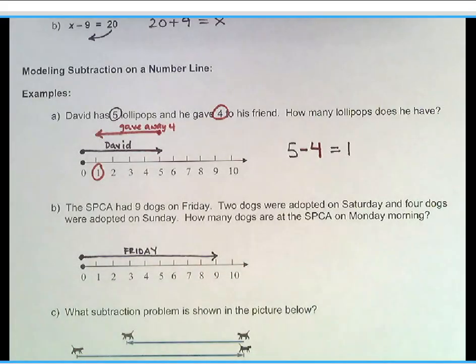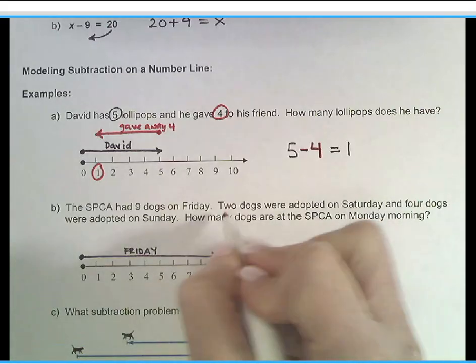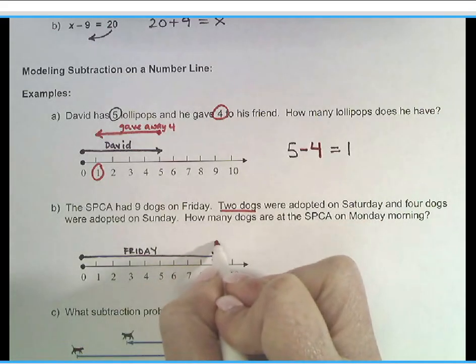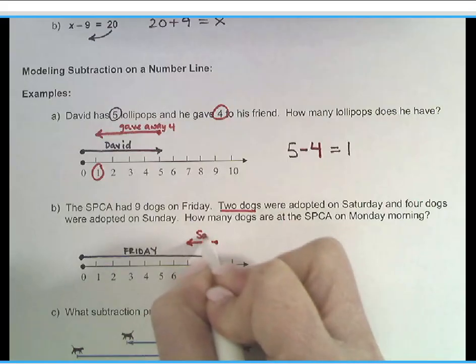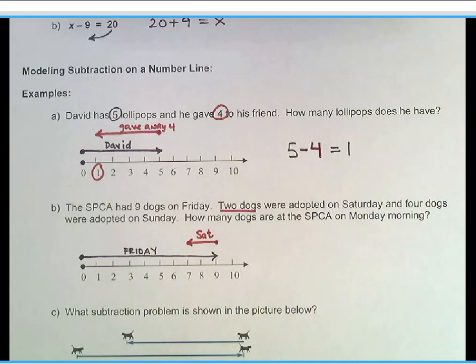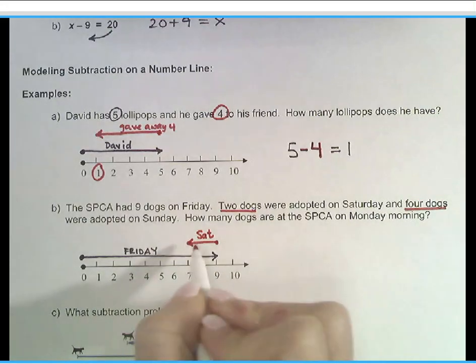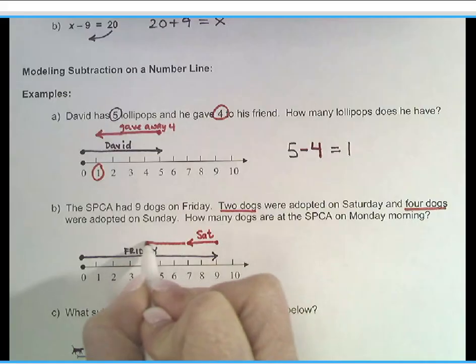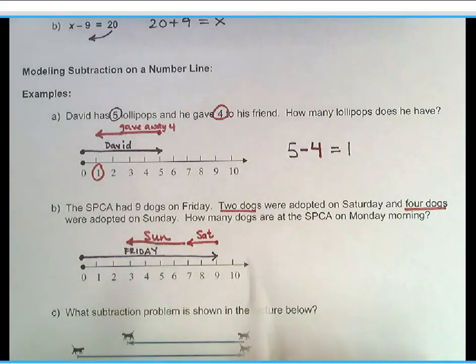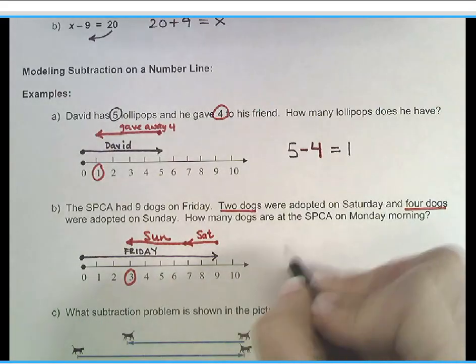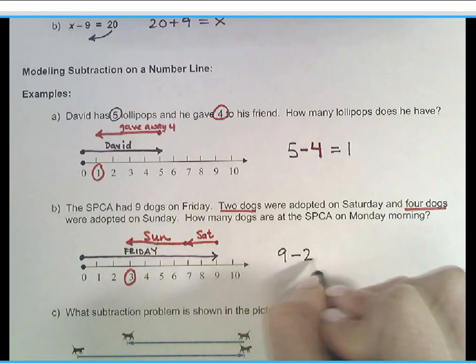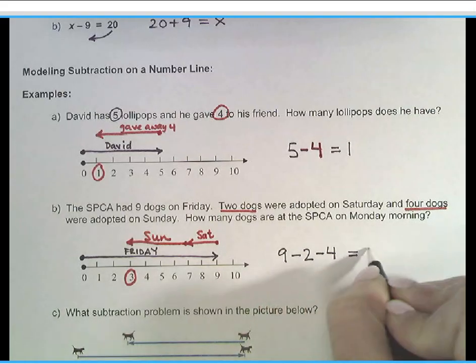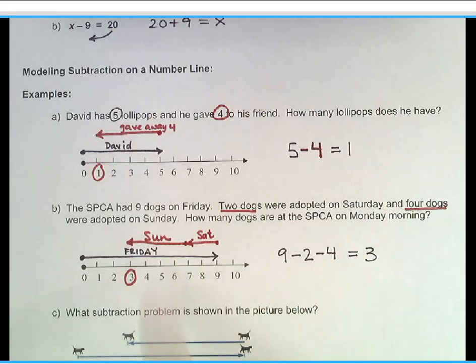9 dogs. Okay, then on Saturday, 2 dogs were adopted. So from 9, I'm going to go down 2, and that's going to be Saturday. And then 4 dogs were adopted on Sunday. So from here, I'm going to go down another 4. 1, 2, 3, 4. And then what that tells you is that you end up with 3. And the problem we just solved is 9 minus 2 minus 4 is equal to 3. That's the problem that we just modeled. So we're going to the left when we're subtracting.